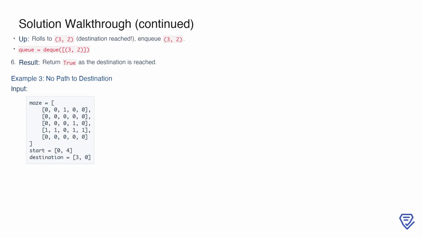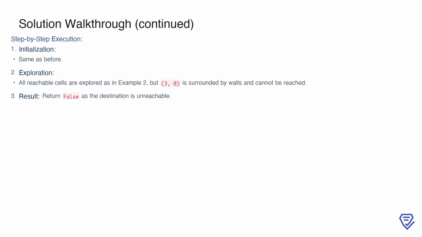Now, let's consider a case where no path exists to the destination. In the third example, the maze remains the same, but the destination is now 3, 0, which is surrounded by walls. The initialization of variables is the same as before. During exploration, the algorithm proceeds to check all reachable cells, just as in the previous example. However, no matter how the ball rolls, it cannot reach 3, 0, because it is entirely enclosed by walls. After exhausting all possible paths, the algorithm concludes that the destination is unreachable and returns false. This demonstrates how the algorithm correctly identifies when a path does not exist, ensuring reliability in all scenarios.